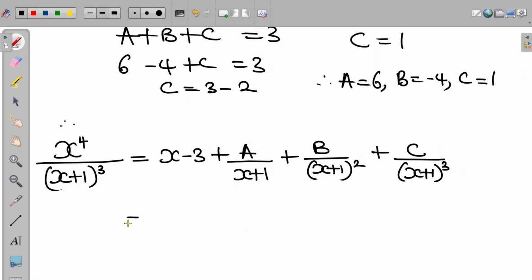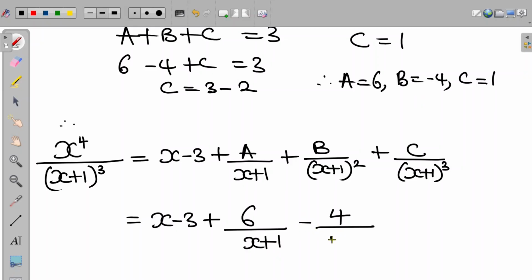So therefore, if we substitute the values of a, b, and c, the equation becomes x minus 3 plus, a is 6, so we have 6 divided by (x plus 1), minus, b is minus 4, so we have 4 divided by (x plus 1) all squared, plus, and c is 1, so we have 1 divided by (x plus 1) all to the power of 3. At this point, we have been able to resolve the compound fraction into each partial fraction.